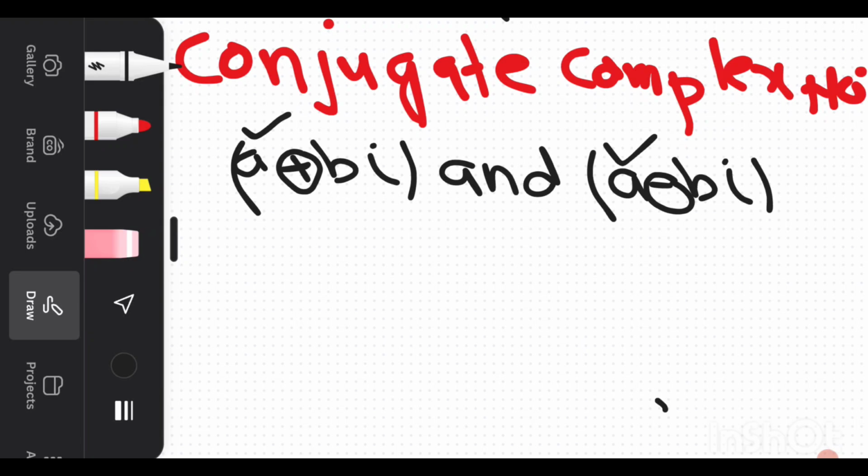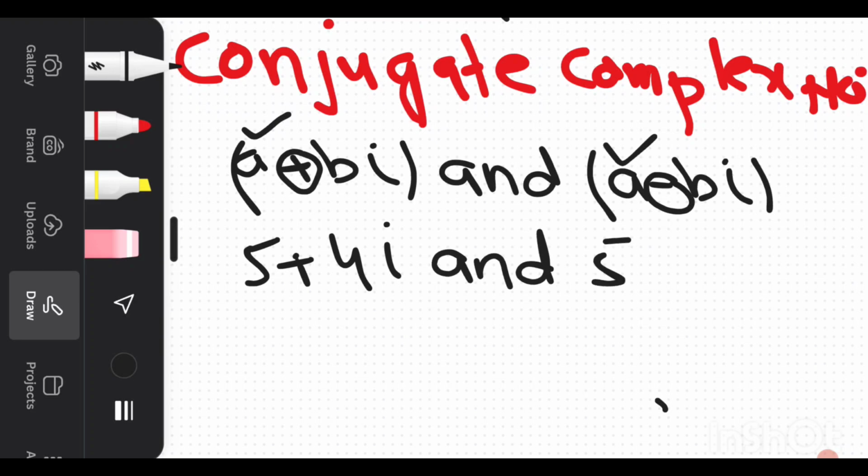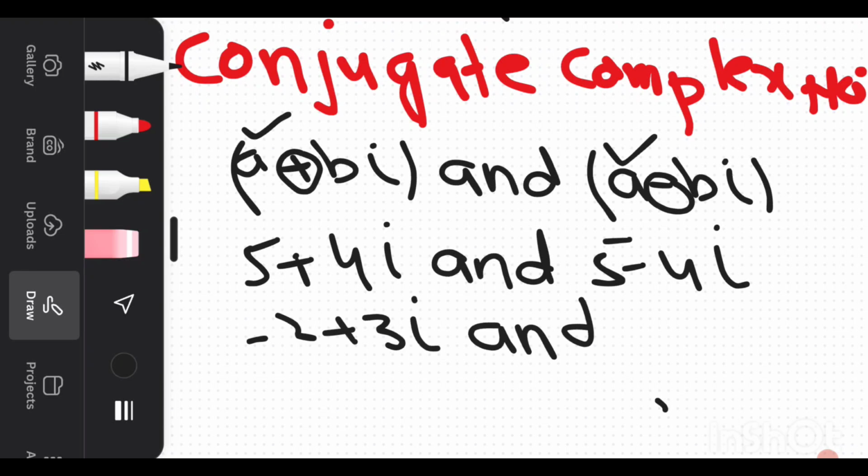So thus, like 5 plus 4 iota and 5 minus 4 iota. Similarly, minus 2 plus 3 iota and minus 2 minus 3 iota. So these are two pairs of conjugate complex numbers.